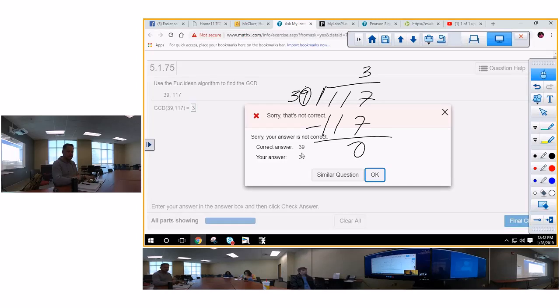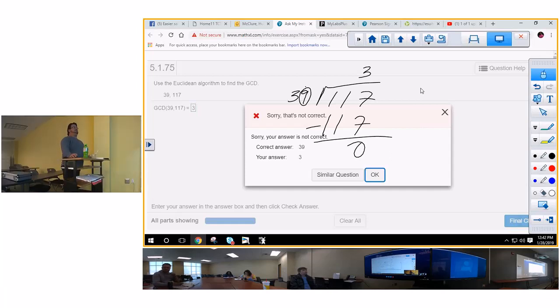The correct answer is 39. What the heck? What they're saying is the only number that will go into 117 is 39. That's how they got it. They got 39 because if you get a 0 remainder, then that is a greatest common divisor. That's what they're saying.